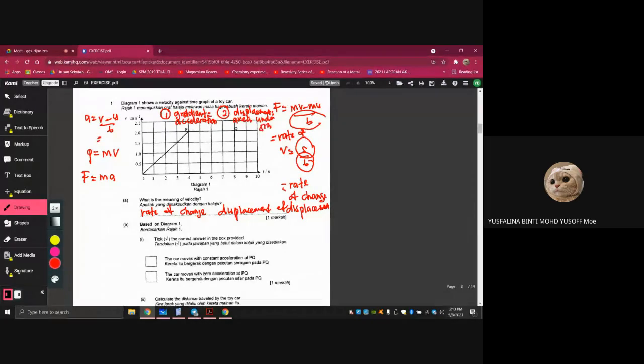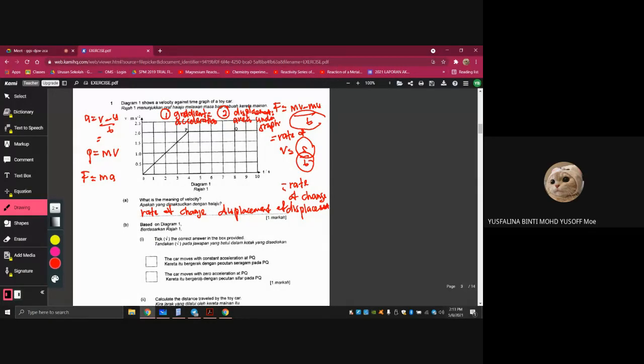Okay, area under the graph. So let's see for PQ. For PQ, you want to find the acceleration. And just now we can already answer, the acceleration is the gradient. So when you see a gradient, I already told you, for the gradient you have to draw the triangle. Even in your Paper 3, if I say gradient, you must draw the triangle on the graph.